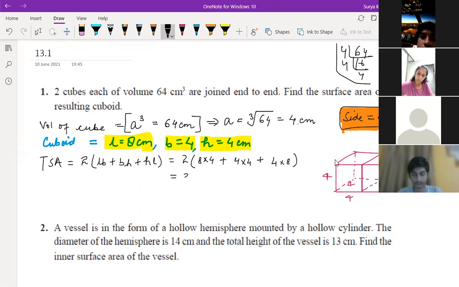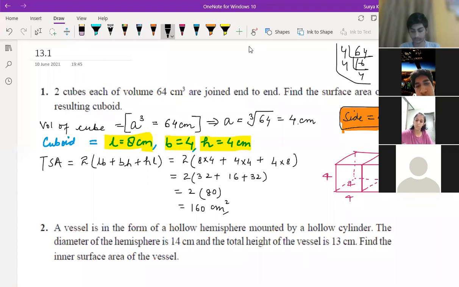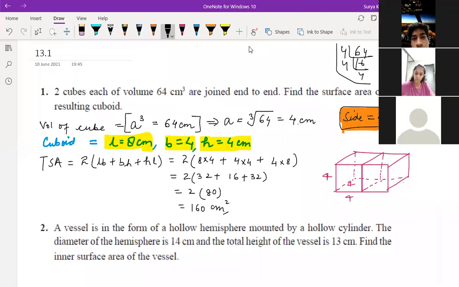So we can write it as 2 into (32 plus 16 plus 32). So 32 and 32 is 64, and 64 plus 16 is what? 80, right? So we get 160 centimeter square. Area is already square, children. Area is always in square. Anyone having doubt in this, children? Anyone having doubt? The first question is finished for you. In this way, we have to think.